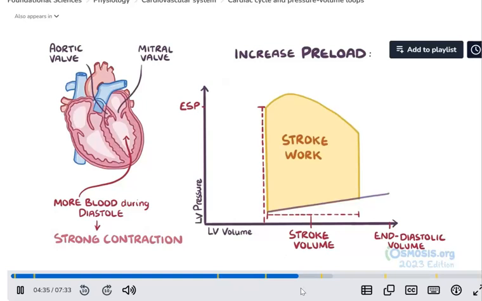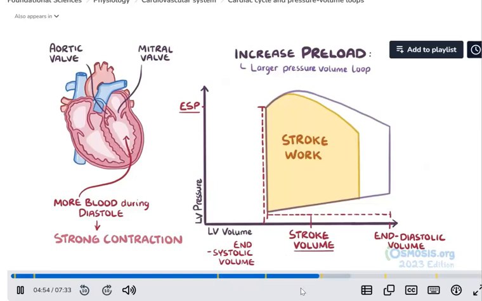The isovolumetric contraction phase doesn't look any different, but once the blood gets ejected, it becomes pretty clear that there's going to be a larger than normal stroke volume. And then the end systolic pressure and volume end up being about the same as what they were before. So overall, an increased preload leads to a larger pressure volume loop, and that means increased stroke work.